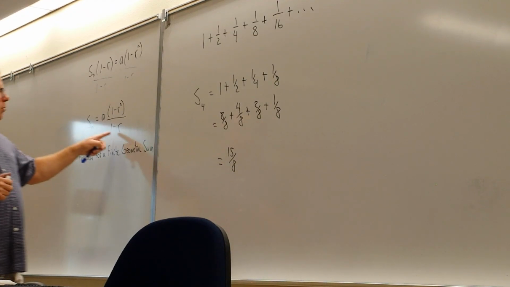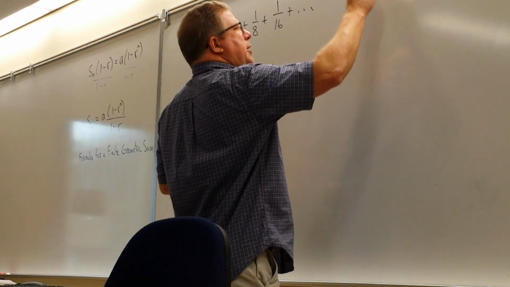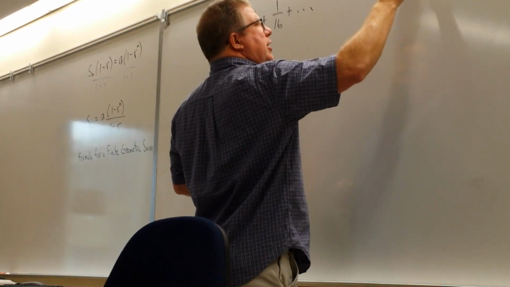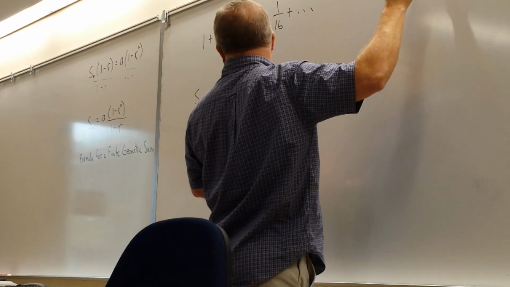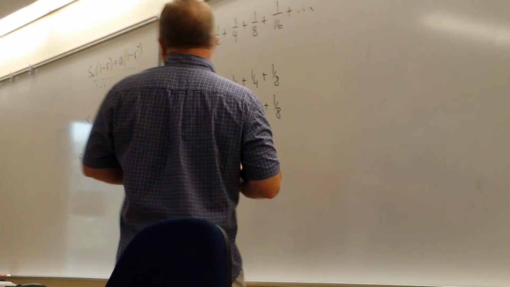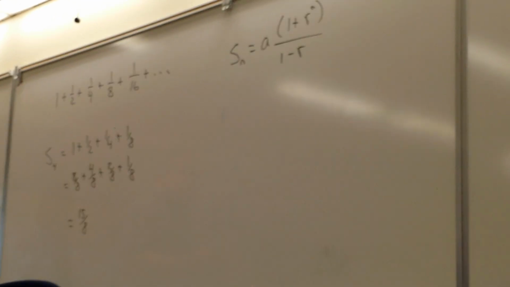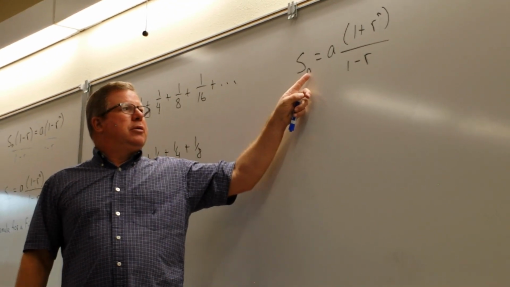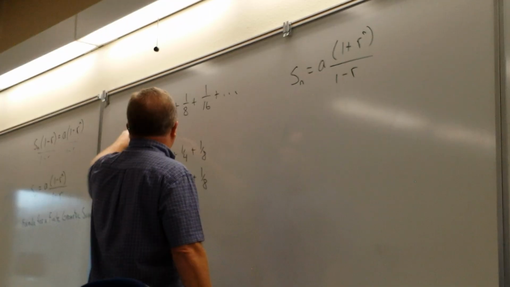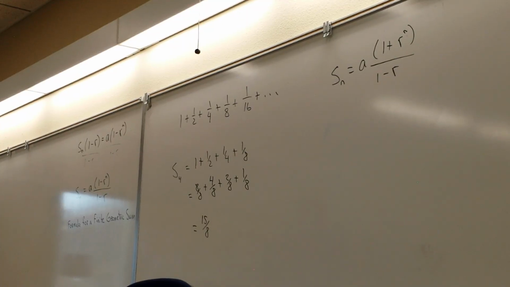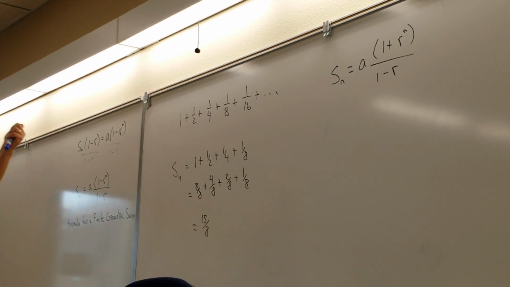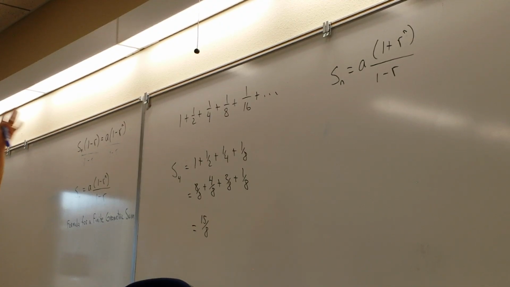All right, now let's use our formula here. S sub n equals A times 1 plus r to the n over 1 minus r. Now, you have to be careful here. N is not always the exponent we see when we write this out. N is the number of terms we're adding, and sometimes the exponent begins with 0. And so then n and the exponent are not always a match. Does that make sense? They don't always correspond.